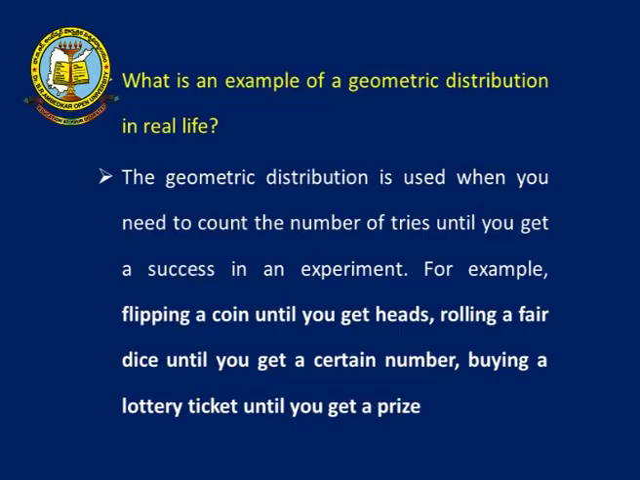What is an example of a geometric distribution in real life? The geometric distribution is used when you need to count the number of tries until you get a success in an experiment. Examples: flipping a coin until you get heads, rolling a fair dice until you get a certain number, or buying a lottery ticket until you get a prize. With a lottery ticket, we can either win or lose, but we keep buying tickets hoping to win the prize.